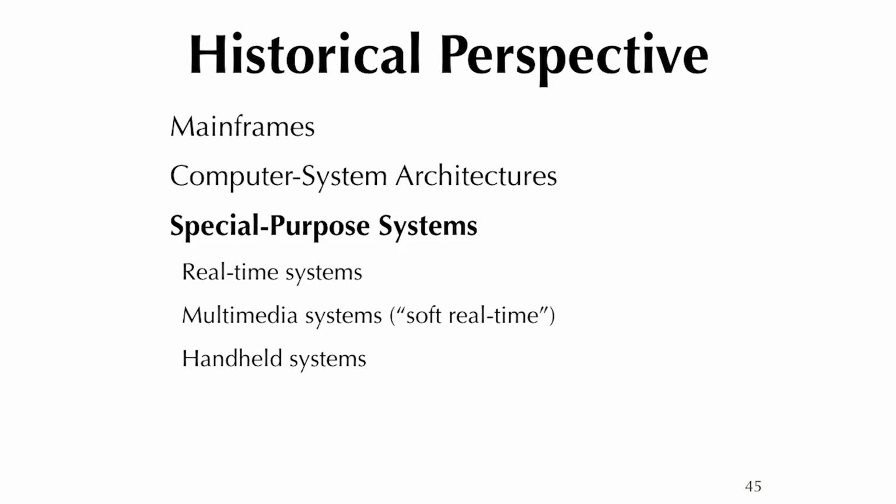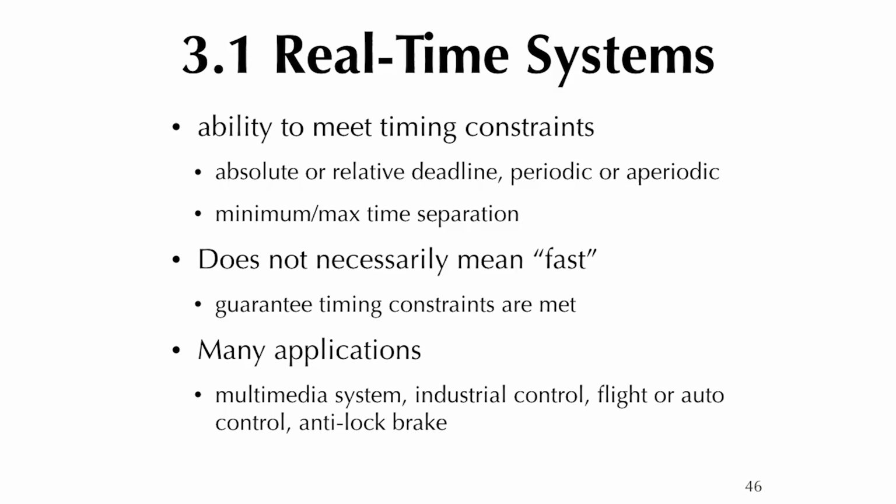Now let's take a quick look at these special purpose ones. So real-time systems you may have heard of. They may be used in several places, like your airplane, your anti-lock brakes, your factory automation, all sorts of things. What makes them special is they need to be able to meet timing constraints. Now, timing constraints may come in the form of a deadline. Could be what they call minimum separation, maximum separation, and it could be aperiodic or periodic.